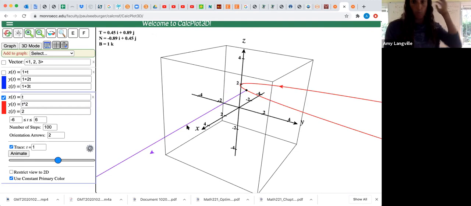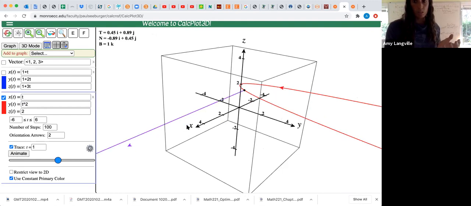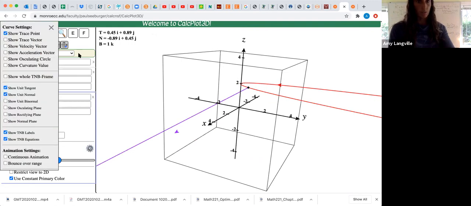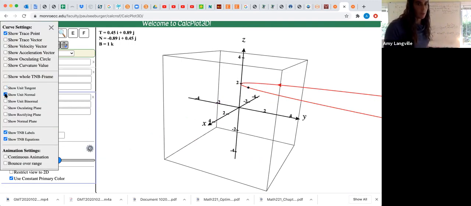Yeah, we said it would be a parabola, but it would just be forced to be in the z equals 2 plane. We see that there. You could even graph the z equals 2 plane to check that the red one lives there. Let's turn on and turn off certain things. So we've already talked about tangents and unit tangents and normals, no problem. Maybe let's put now the osculating plane and the osculating circle and the curvature value.